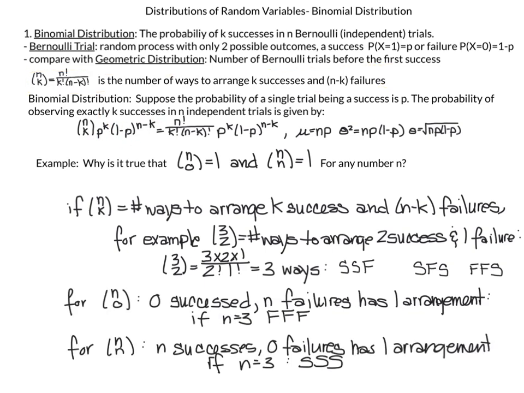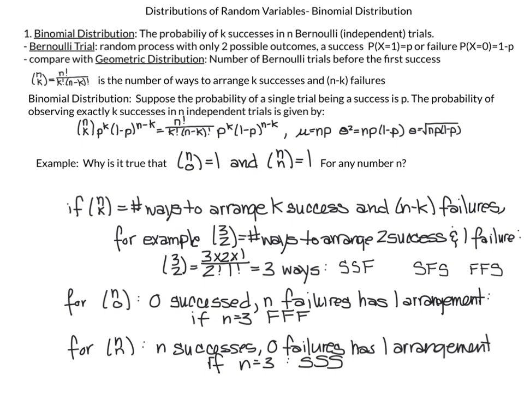So getting back to our question, for n choose 0, that means we have 0 successes and n failures. And so we have 3 failures. There's only 1 way to arrange 3 F's. Similarly, for n choose n, that's when we have n successes and 0 failures. And there's only 1 way to arrange n successes. So like if n equals 3, there's only 1 way to arrange 3 successes: success, success, success.